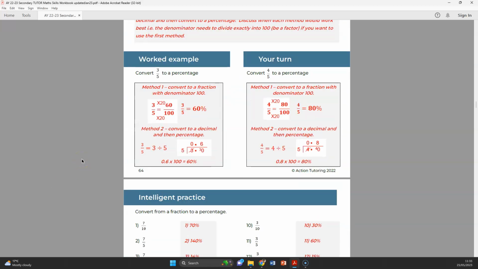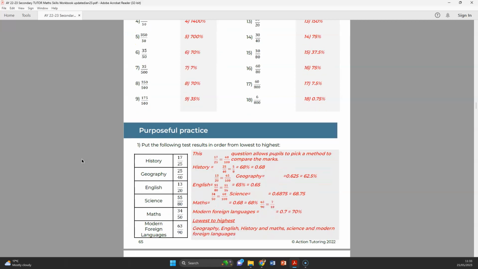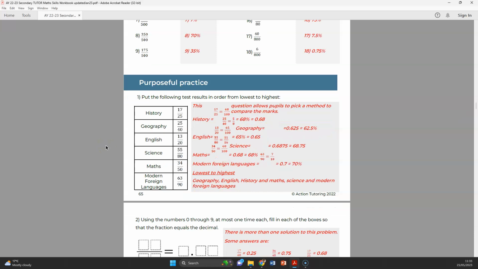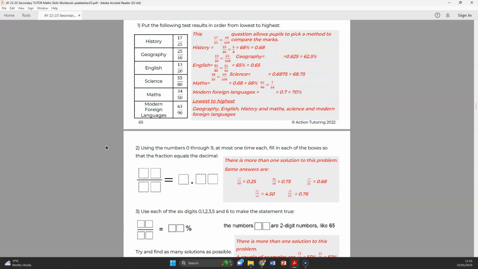For some topics, after the intelligent practice, you'll see purposeful practice questions. These are more strategic, multi-step questions. So still on the same topic as the intelligent practice, but requiring pupils to apply that process in a slightly more complex and strategic way.